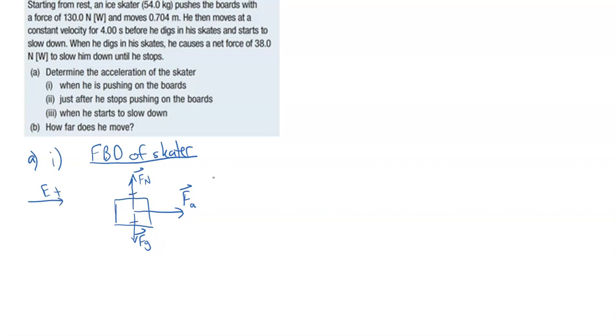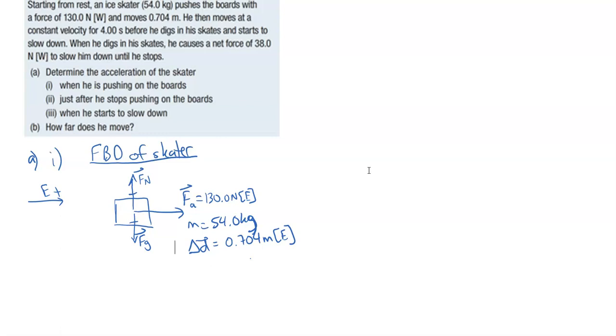We know a few things here. We know that the applied force is 130 newtons east. We also know that the mass is 54 kilograms. And we know how far he pushes with that force. As he's pushing against the boards, he's going to move a displacement of 0.704 meters. We don't even need that displacement for this first part because all it's asking us for is the acceleration of the skater.